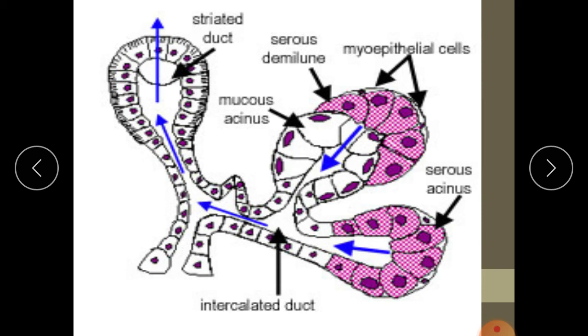Look here. Outside these acini, myoepithelial cells are present. What do these myoepithelial cells do? They contract. As a result, the content of these acini is squeezed into the duct. So this is the intercalated duct. Several intercalated ducts open into a striated duct. From the striated duct, the secretion is released outside into the mouth.